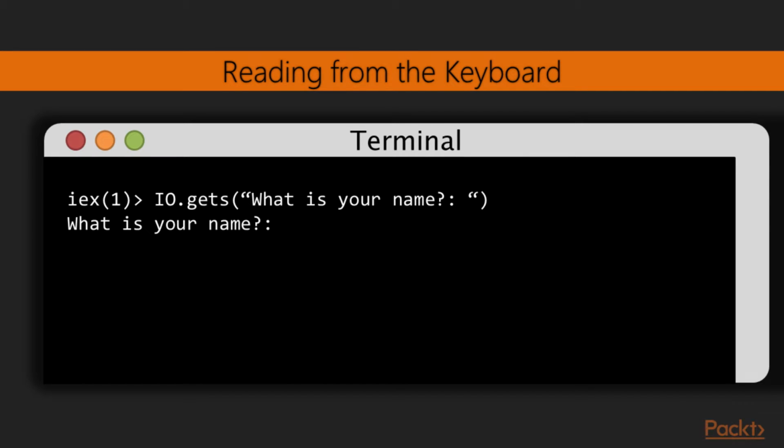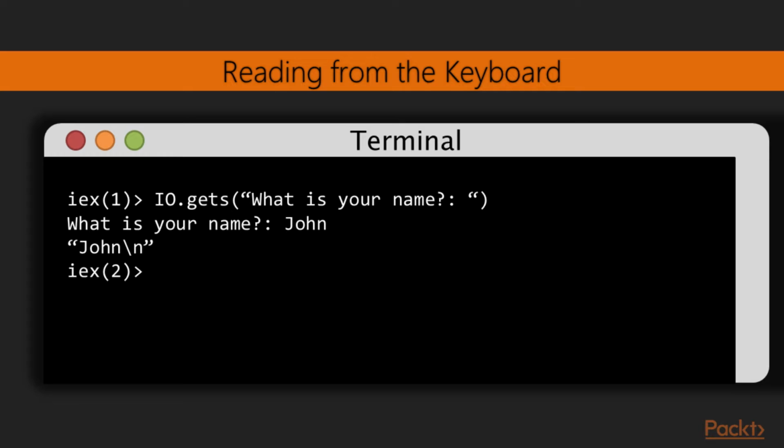Let's see an example of these two functions working. We can use the io.gets function to write a string to the screen and wait indefinitely for the user input. We can then input the name John and press enter. As you can see, the return of this function is a string with the data we've just written followed by a new line character. This new line is in the string since we've pressed the enter key.